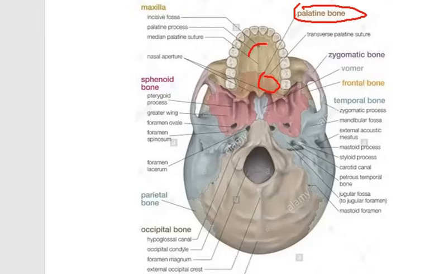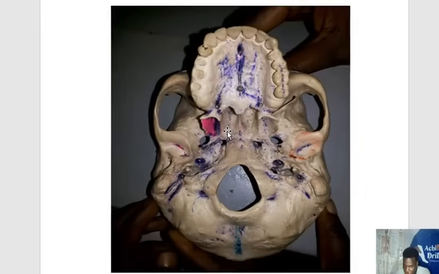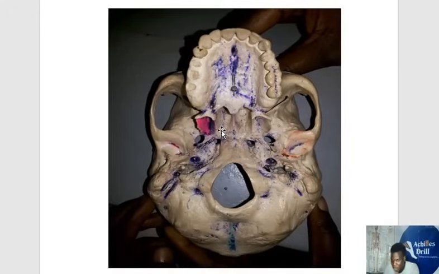This other region right here, the remaining part of the hard palate, is formed by the maxilla itself, the maxilla proper. It's just this minor point that is formed by the palatine bone. Just this region right here, formed by the palatine bone. There are still some structures I want to draw your attention to on this inferior part of the skull. We'll take them one by one.